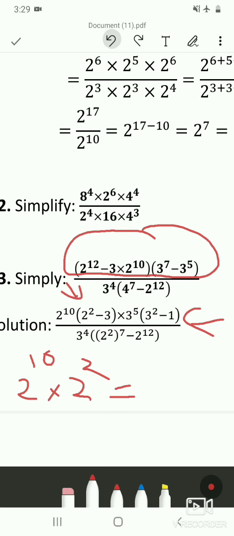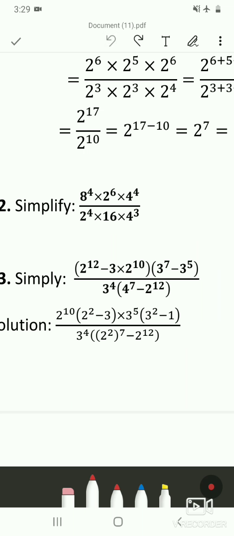In the denominator, just a second, I'll clear this. Okay, now let's simplify the denominator. 3 raised to 4 is as it is, and we had seen 4 can be written as 2 square. So 4 raised to 7 is nothing but (2 square) whole raised to 7, and the next term is as it is, that is minus 2 raised to 12.